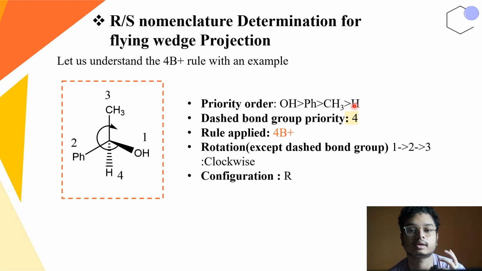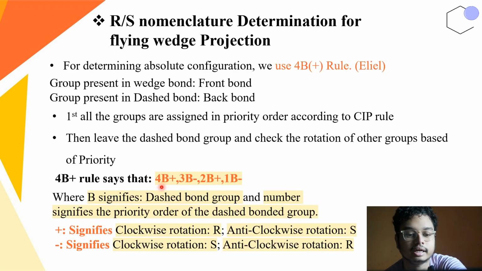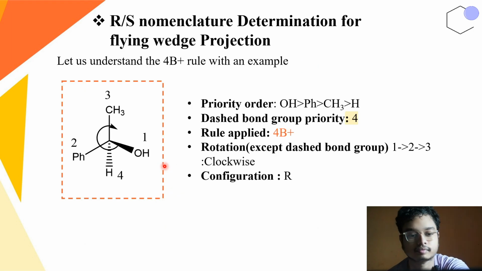Now we have to check which group is present on the dash bond. There it is a dash bond, alternatively called the back bond. This back bond contains hydrogen. And what is the priority of this group? It is the 4th priority group. That means the 4b plus rule is applied. Since the priority of the back-bonded group is 4, the rule applied is 4b plus.